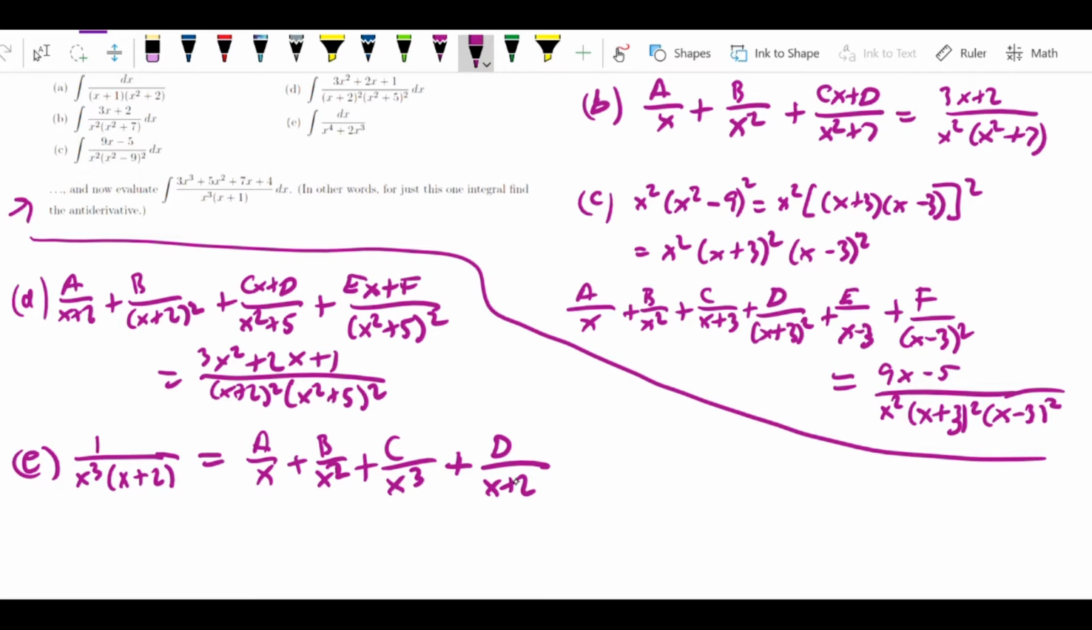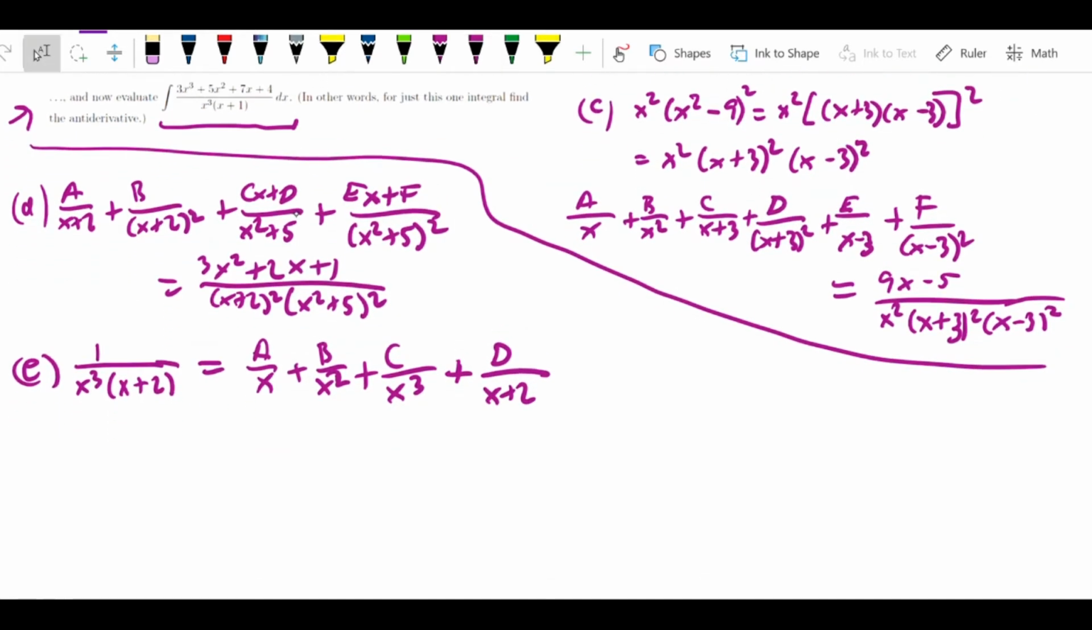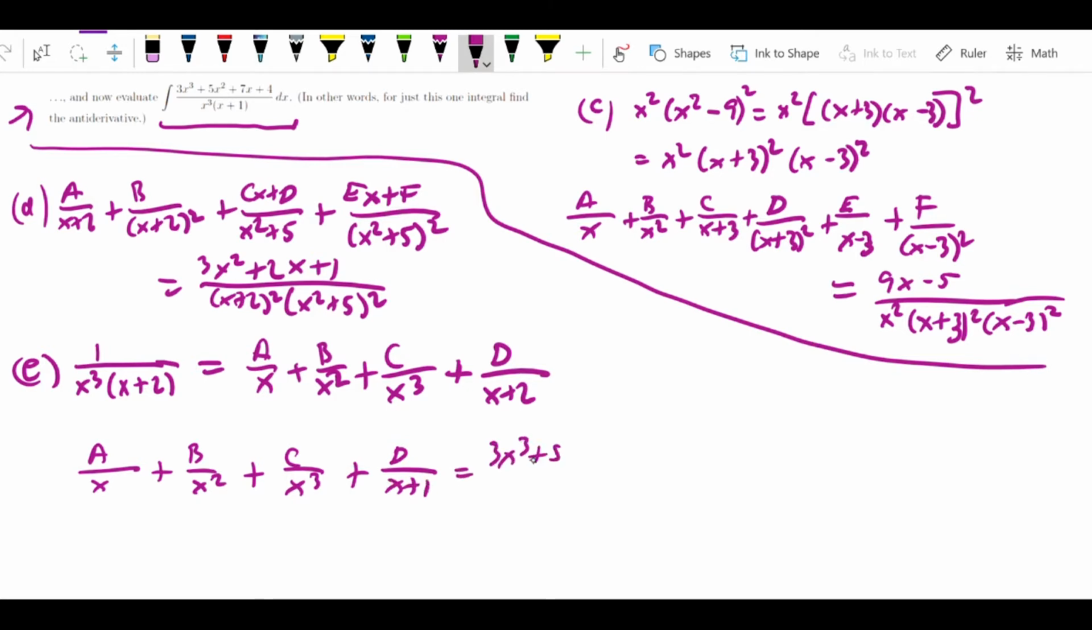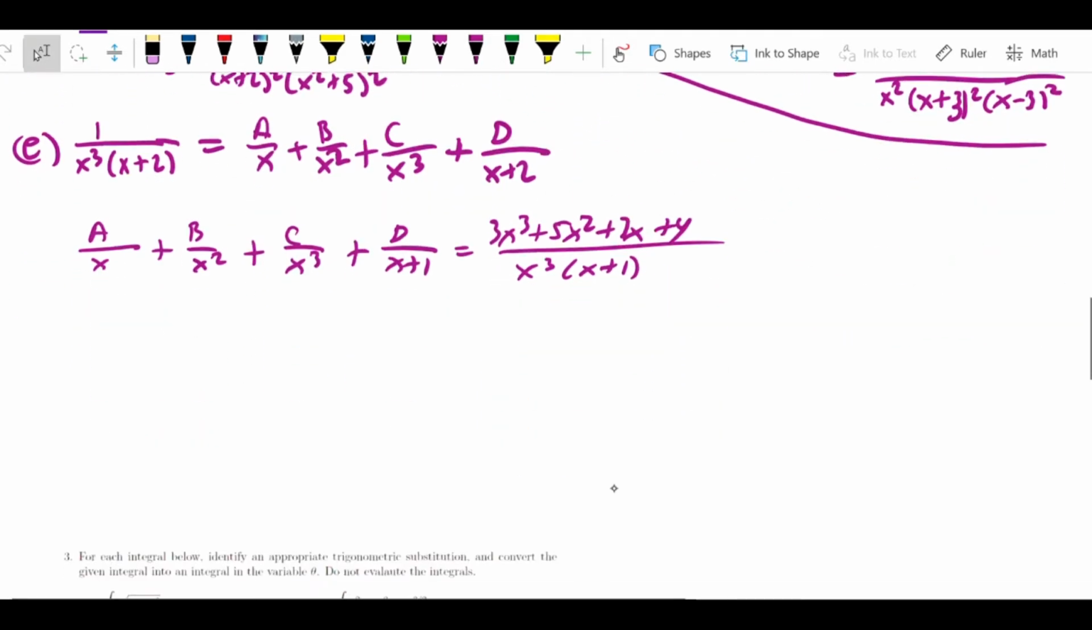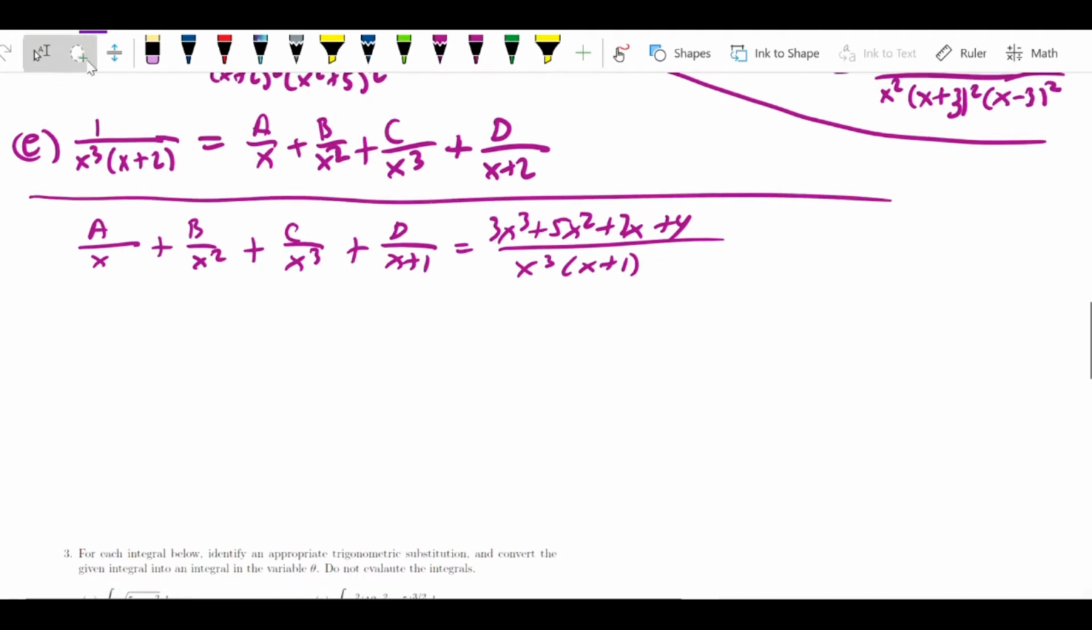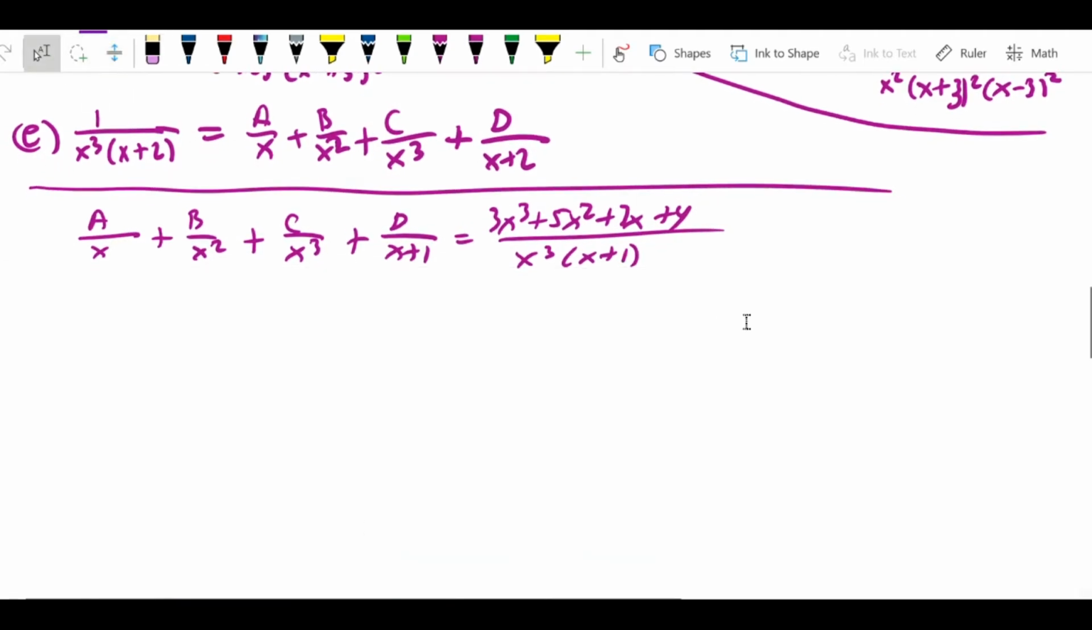So now, if you notice this setup, at least the denominator in E, looks suspiciously like the problem that we're asked to actually evaluate there. So now we know how to actually set that up. That's going to be a over x plus b over x squared plus c over x cubed plus d over x plus 1 equals 3x cubed plus 5x squared plus 7x plus 4 over x cubed x plus 1. So I want to solve that. Problem is peeking out from there. We'll do that one next.